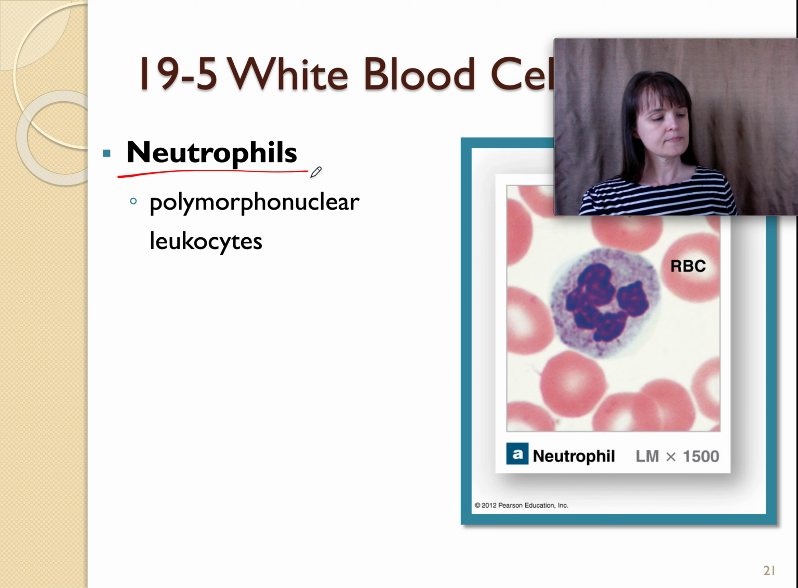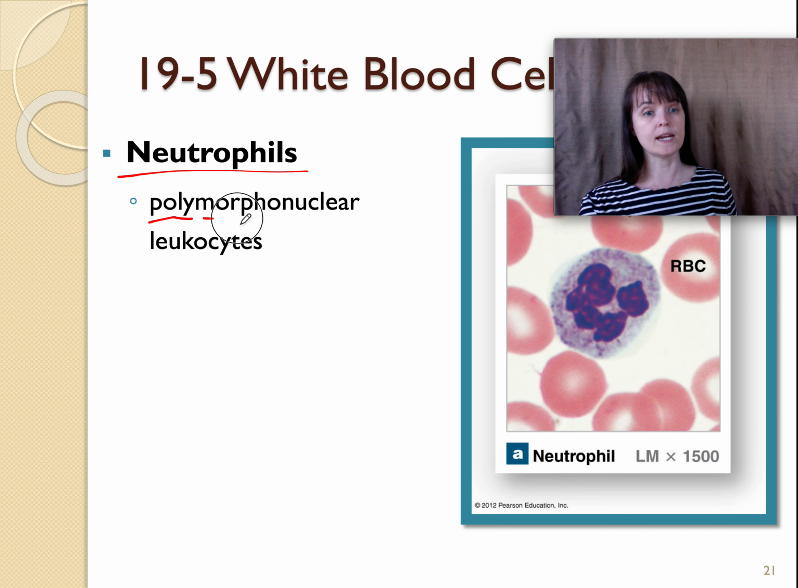Neutrophils. 50 to 70%, so these are the most numerous of all the white blood cells. They are also called polymorphonuclear leukocytes: poly means many, morpho is shape, nuclear is the nucleus, and then leukocytes. All the white blood cells are leukocytes. Look at this nucleus. It has poly, lots, morpho, shapes, nucleus. So it has a nucleus with lots of shapes.